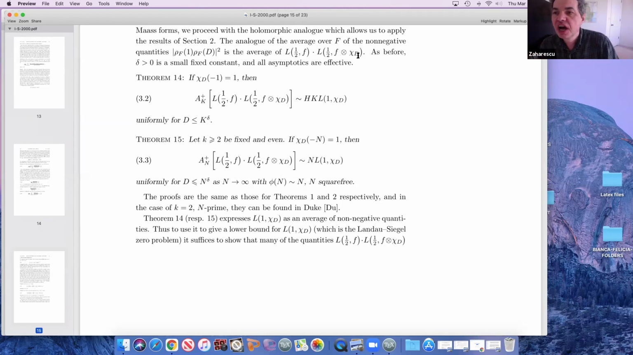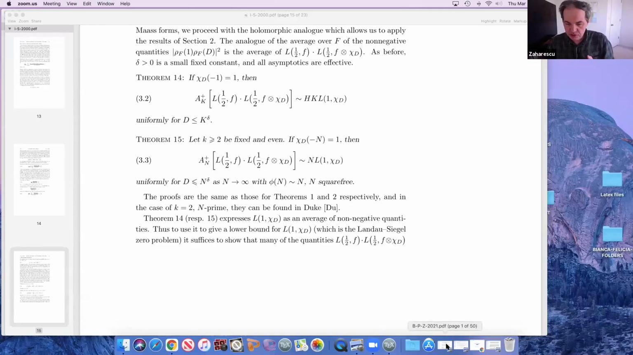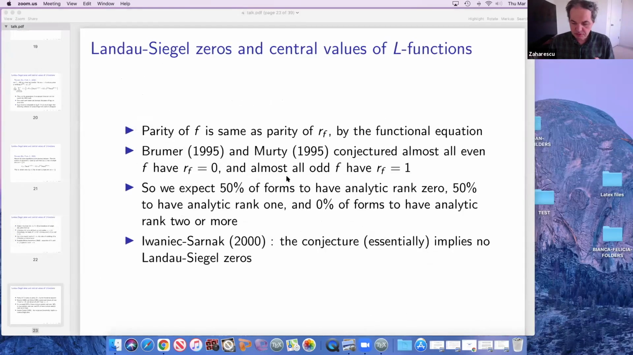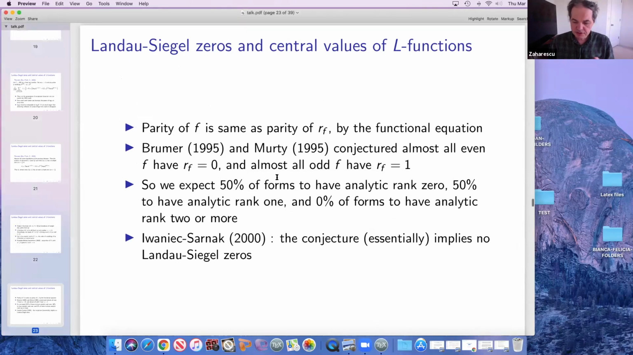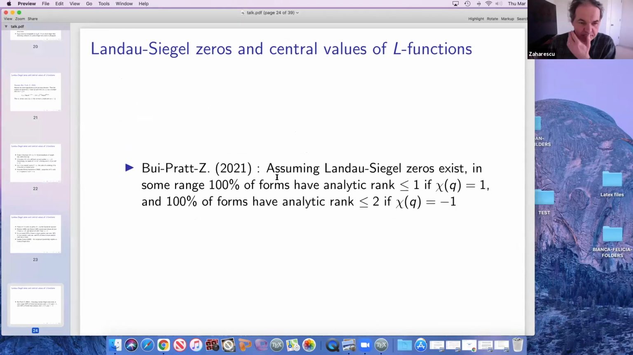This is what was done. But in fact, they optimized it and they went with 50%. And just to finish, I see I'm going over time here. I just wanted to look at our result. Let me go here just to state the result. In simple form, assuming Landau-Siegel zeros exist, in some range, 100% of forms have analytic rank less than or equal to 1, if chi of q is 1, and 100% of forms have analytic rank less than or equal to 2 if chi of q is -1.